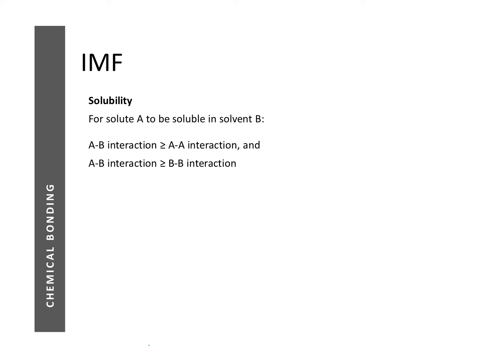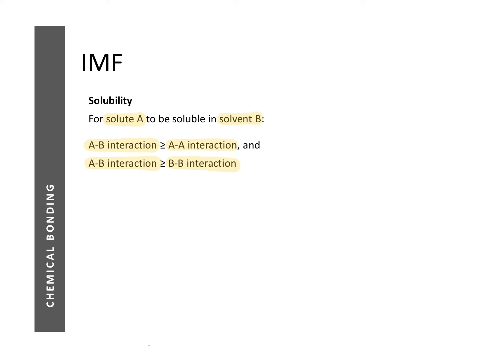So the rule goes something like this. If you are trying to dissolve substance A in substance B, for example, for solute A to be soluble, to dissolve in solvent B, these two criteria must be met: the interaction between A and B must be stronger than or equally strong as your AA interaction, and your interaction between A and B must also be equally strong or even stronger than your BB interaction. Now what do I mean by that?